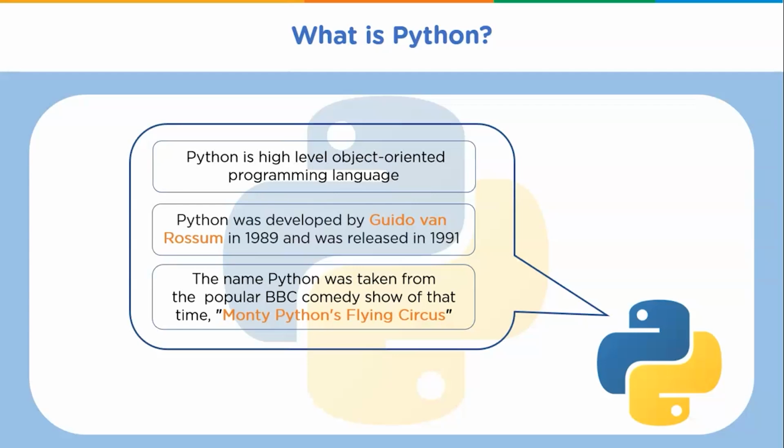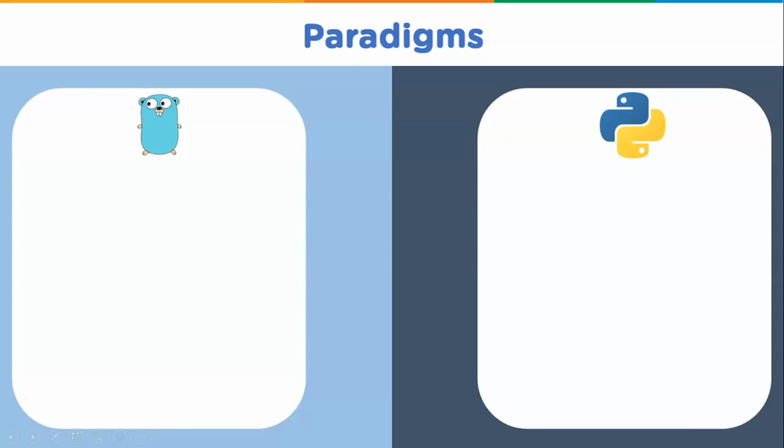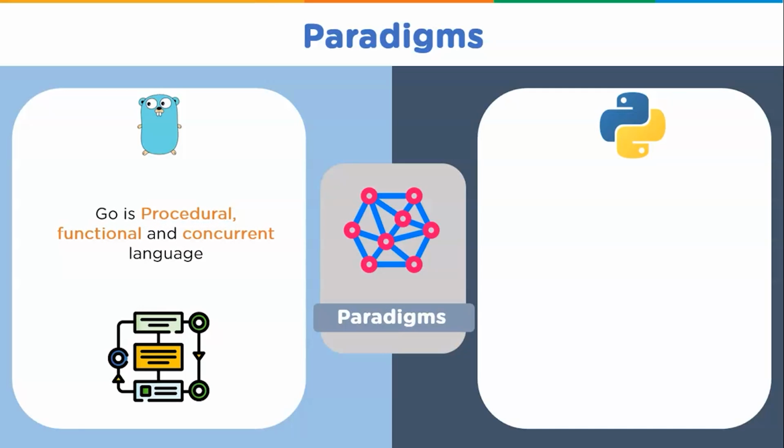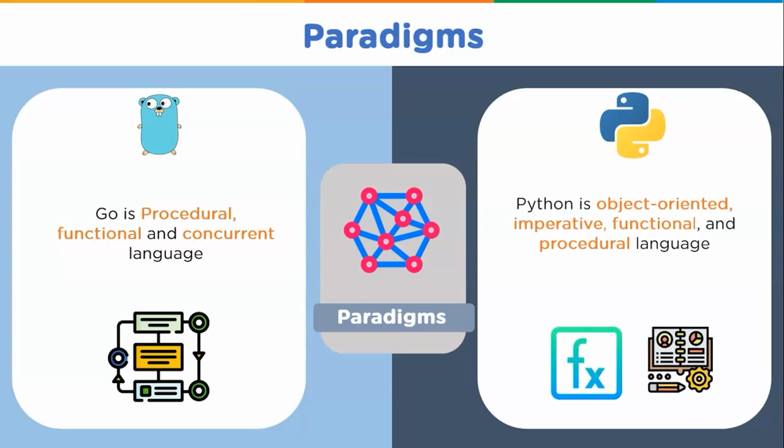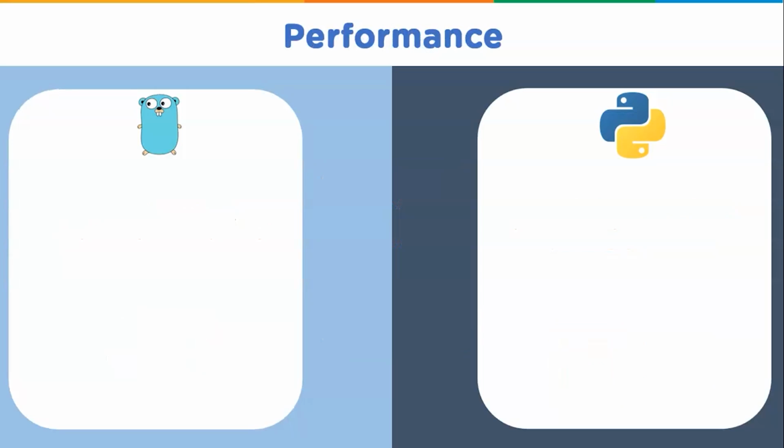Now, we are familiar with both the languages. Let's get down to comparing them. We will compare both the languages on various parameters. Firstly, we will compare on the parameter paradigm. Go is a multi-paradigm programming language. It is procedural, functional, and concurrent language, whereas Python supports four main programming paradigms, that is, imperative, functional, procedural, and object-oriented.